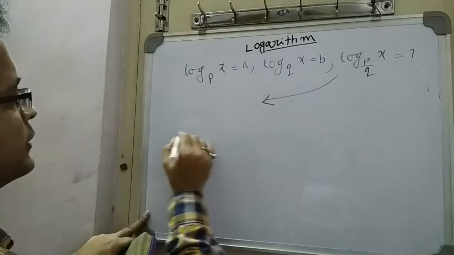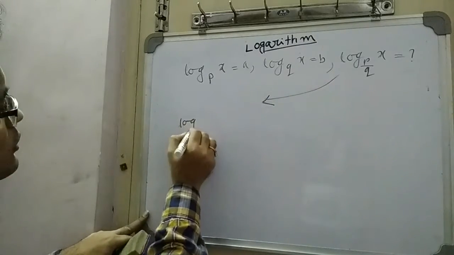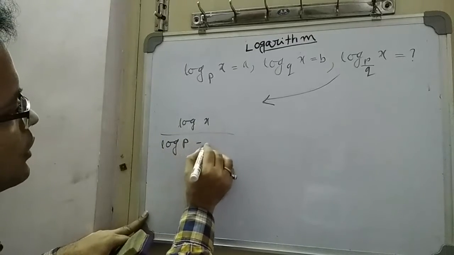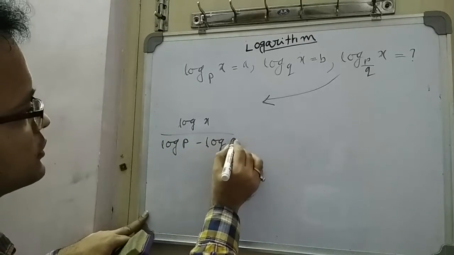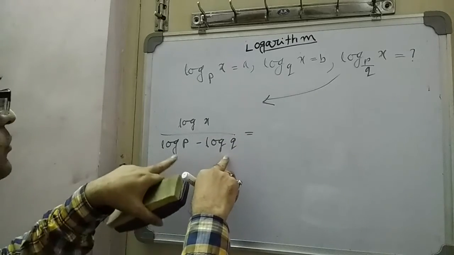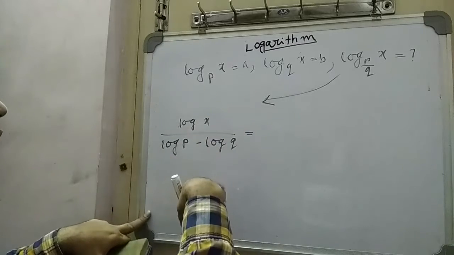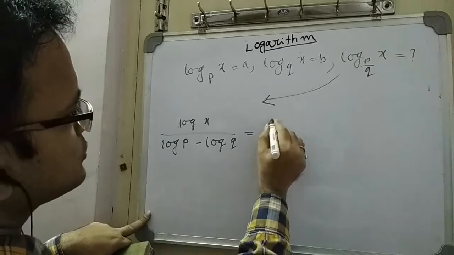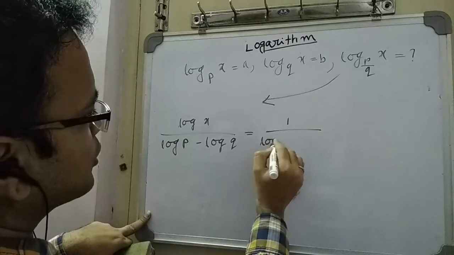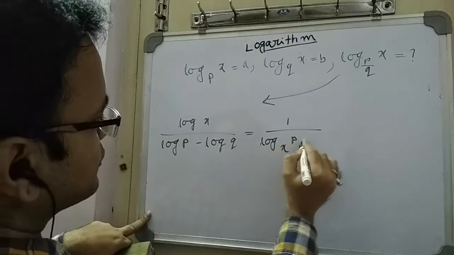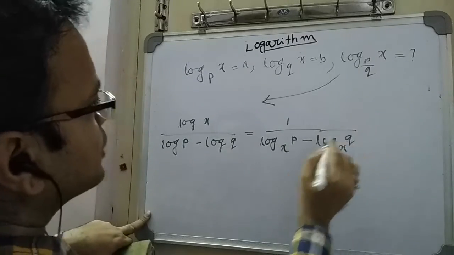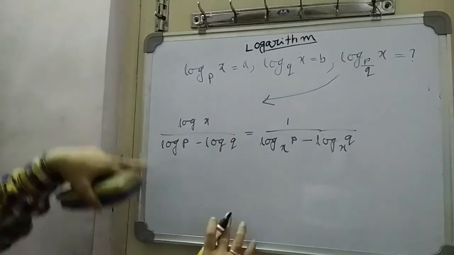So let's take this one. First I will write like this. I don't know what will happen. We will adjust after reaching something. See, only log p, log q, base 10. I will divide numerator and denominator by log x. So log p base x minus log q base x.